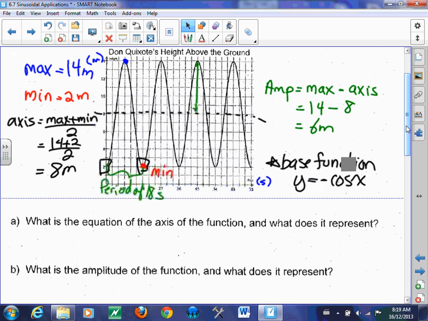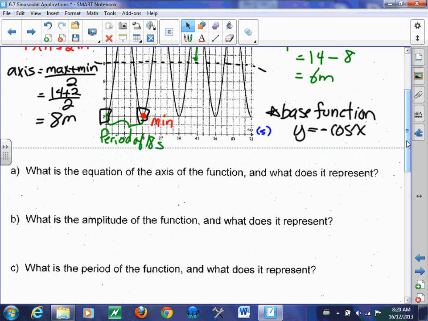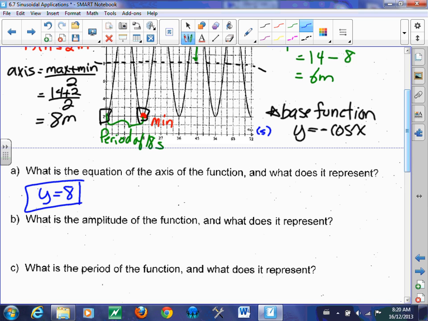So notice, ladies and gentlemen, we can get a lot of information when a function is delivered in a graph. So let's take a look. What is the equation of the axis of the function? So we've already calculated that the axis is y equals 8. Okay, we already know that. And what does it represent? Well, this represents the axle, where it spins, guys. So the axle is 8 meters high. It's the center of the wheel, if you're trying to think about what the axle is. Some people also call it a hub, I've heard.